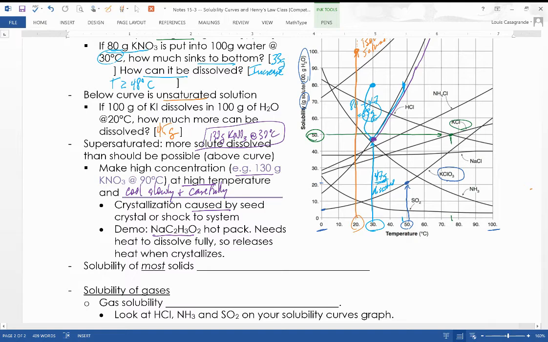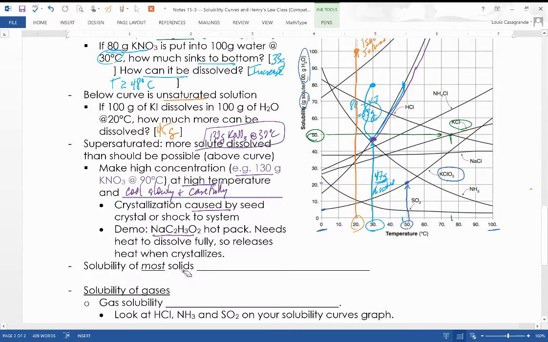Okay, so I hope you went and watched the video. If not, make sure you go do that. And let's finish this up by talking about the temperature dependence of the solute. Now, if you look at most of these solutes, most of these curves, as the temperature increases, the solubility increases. And those that you're looking at that happens are solids.